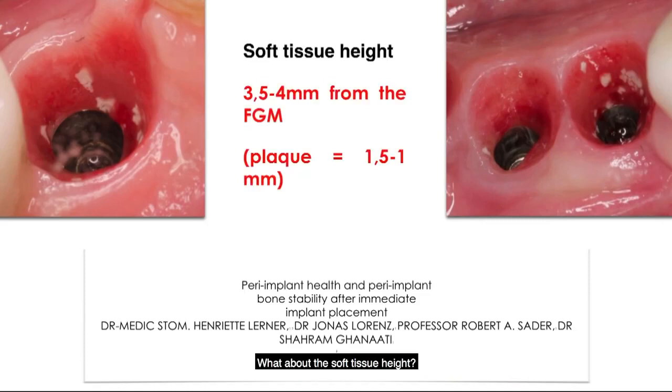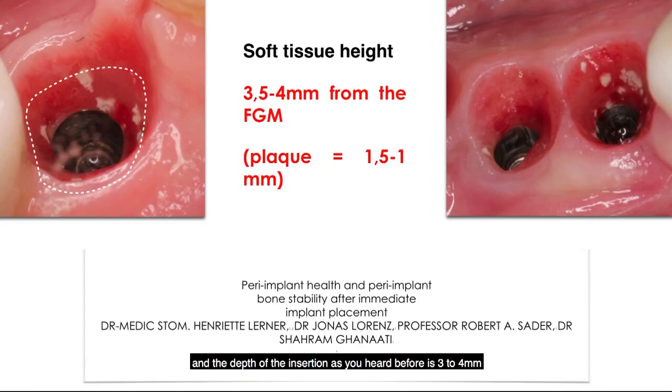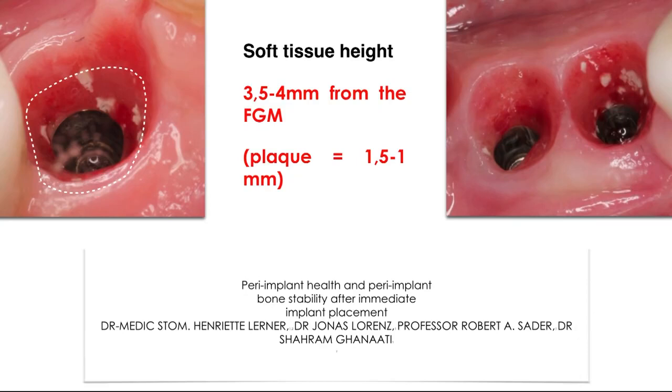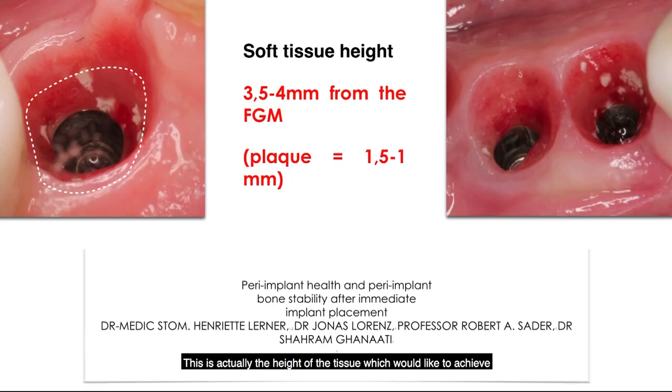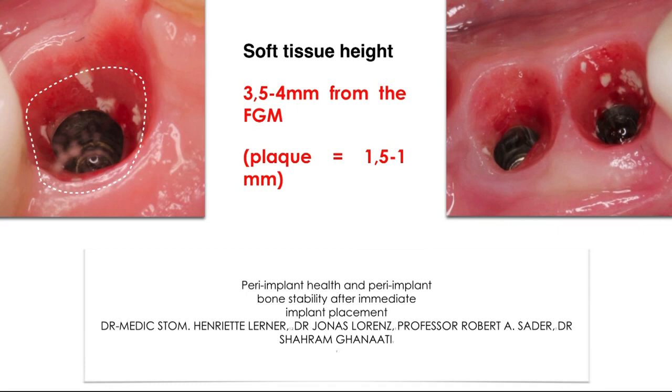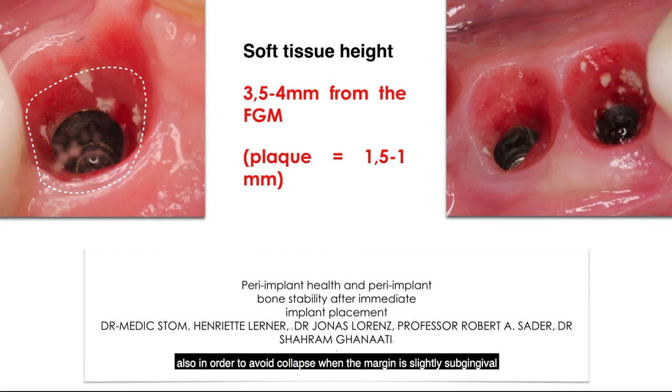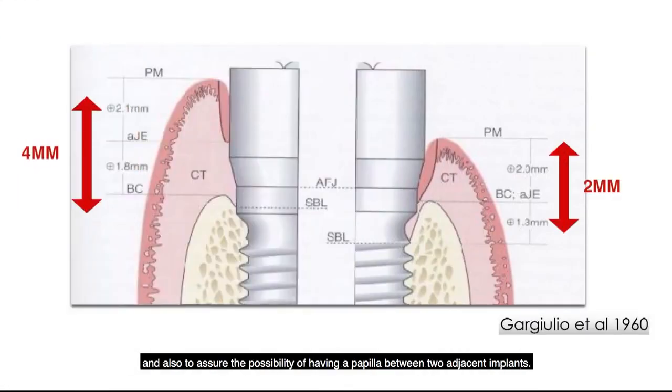What about the soft tissue height? Now, we talk also about the depth of the insertion. And the depth of the insertion, as you heard before, is 3 to 4 millimeters from the free gingival margin that you want to achieve. And this is actually the height of the tissue which we would like to achieve, also in order to avoid collapse when the margin is slightly subgingival, and also to assure the possibility of having a papilla between two adjacent implants.